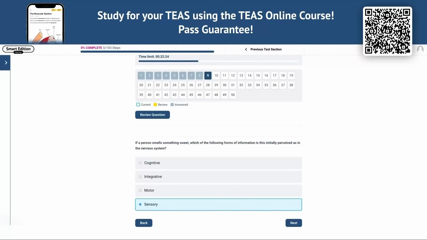Here's why the other answers are not correct. So a cognitive process includes things like thinking, reasoning, and understanding. Recognizing and thinking about a smell might come later, but the initial detection of the sweet smell is sensory, it's not cognitive. Your integrative processes, they happen when the brain combines sensory information with other information to make sense of it. But since we're talking about the initial perception of the sweet smell is purely sensory, the integrative aspect of it would happen after the sensory data is received.